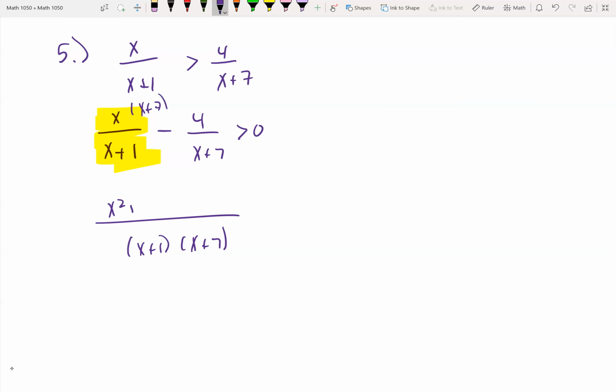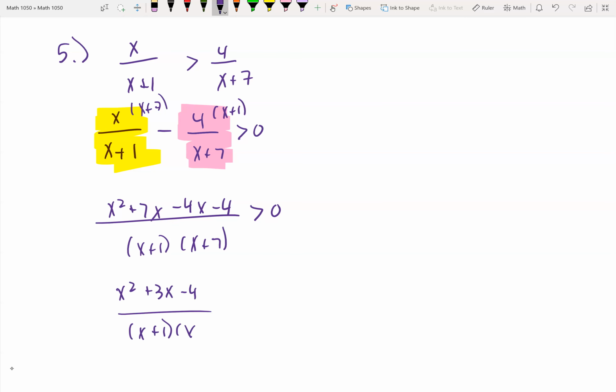Distribute, and I get x to the second plus 7x. This guy right here has the x plus 7. He's missing the x plus 1. Distribute the negative 4, and I get negative 4x minus 4. You have to distribute that negative. Then clean that up, and you get x to the second plus 3x minus 4 over x plus 1 times x plus 7 greater than 0.